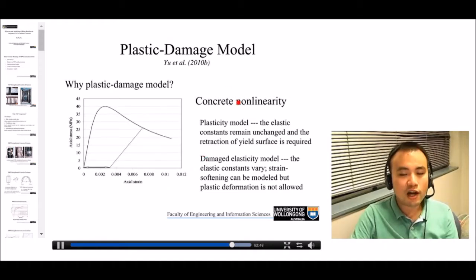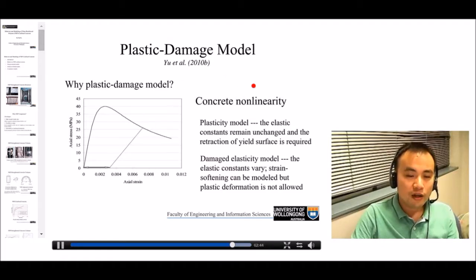Alright, that's for the first type, which is the plasticity model. We just mentioned that we have another type, which is the plastic damage model. So you may wonder, the plasticity model already works very well. Why do you need a plastic damage model? To explain this, we need to have a look at the behavior of concrete.